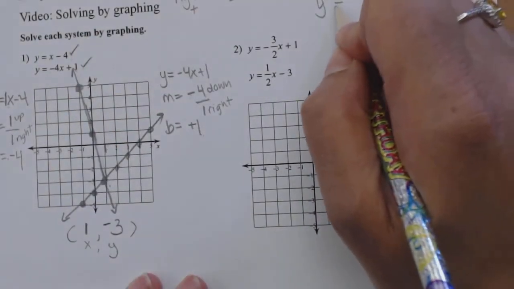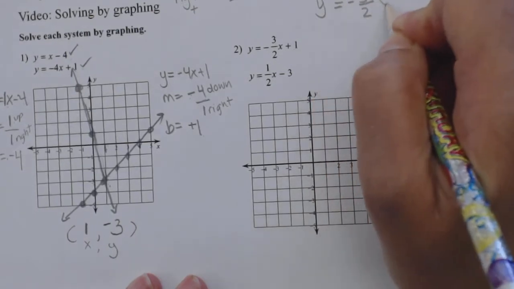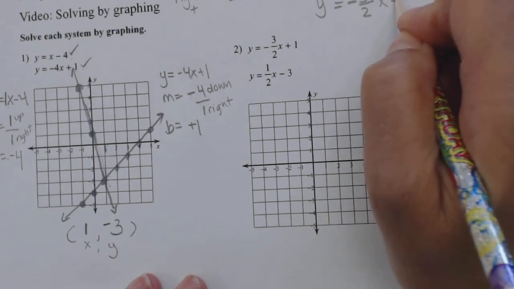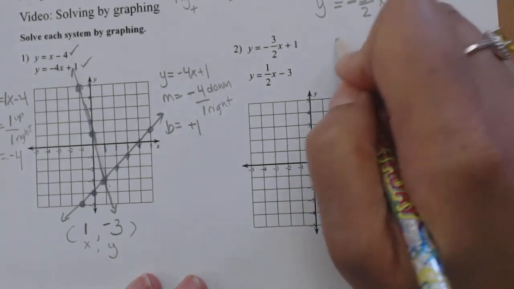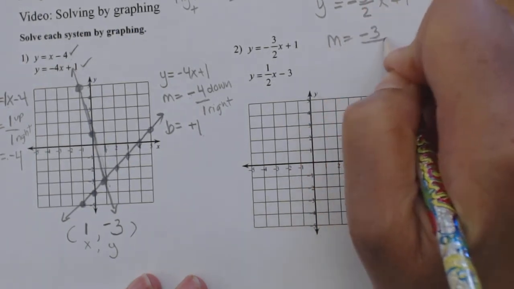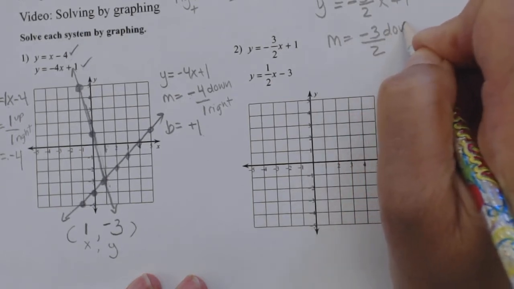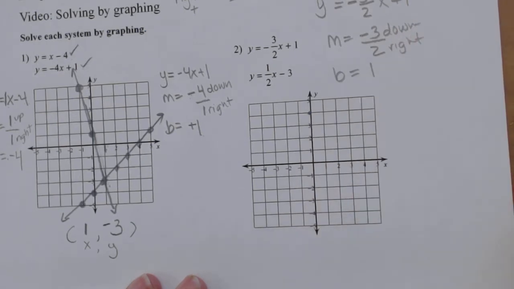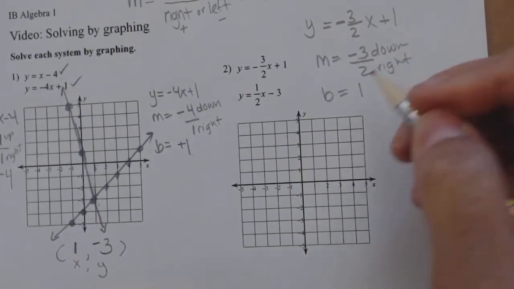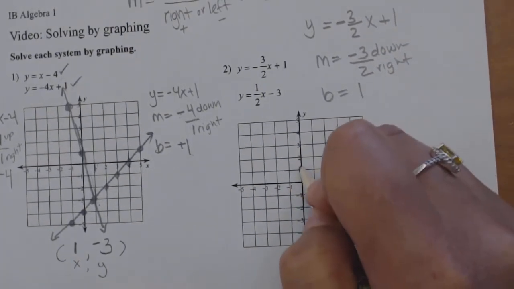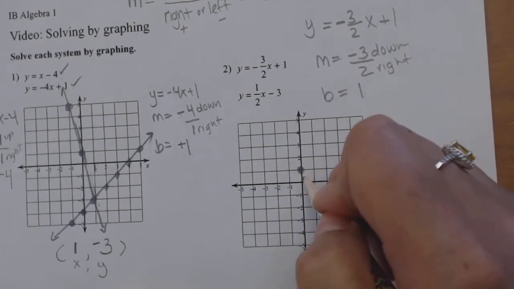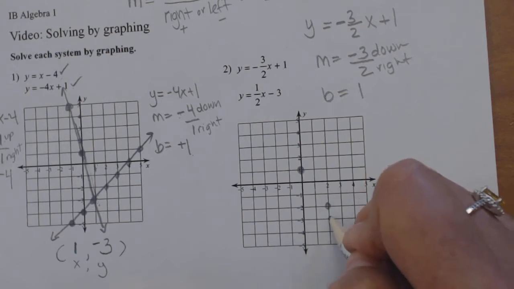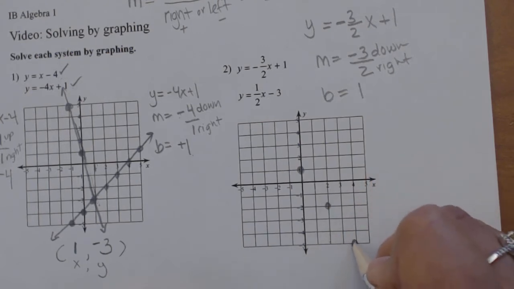This one I graphed. Negative 3 over 2x. Please notice how I put the negative in the numerator. I always do that. If there's 1, I throw it in the numerator. Plus 1. Our m is negative 3 over 2, so this is going down and right. And our start point is going to be positive 1. So let's graph that. I'm going to go to positive 1. Then I'm going to do what my directions say. Down 3, 1, 2, 3, right 2, 1, 2.